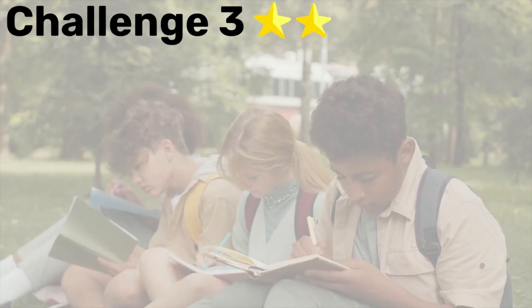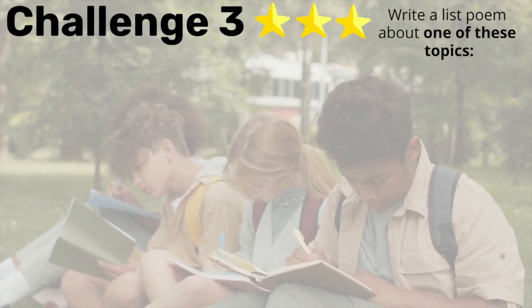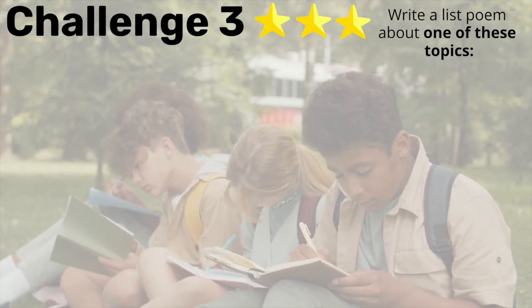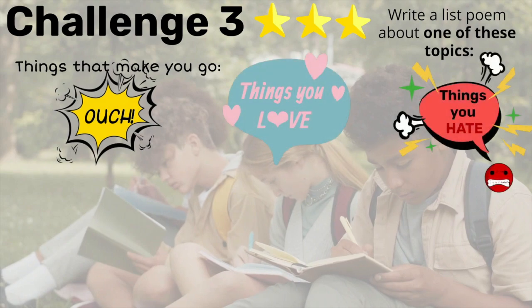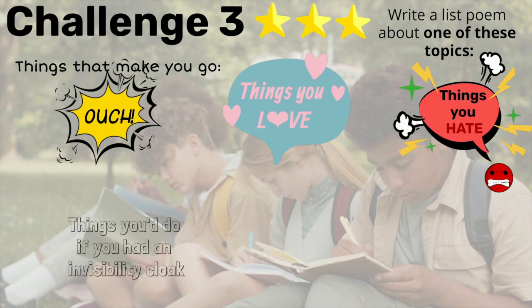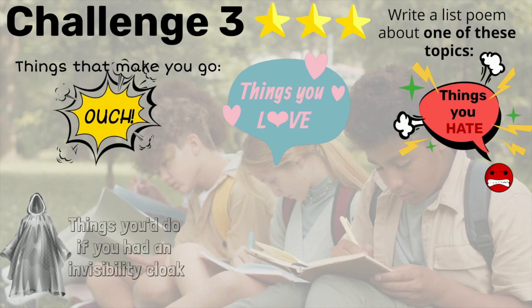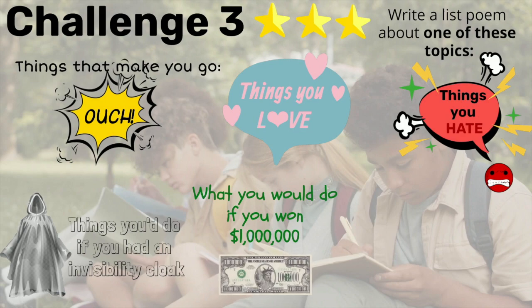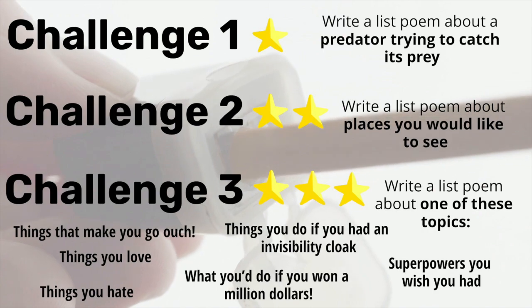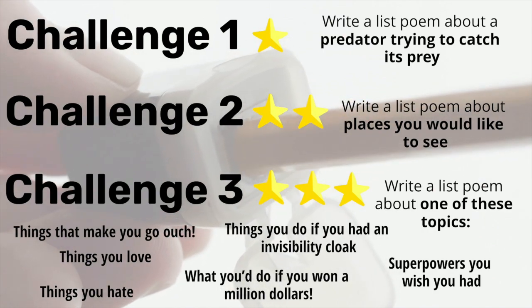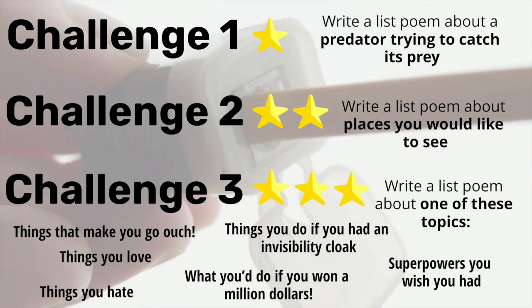Challenge 3. Write a list poem about one of these topics. Things that make you go, ouch! Things you love. Things you hate. Things you would do if you had an invisibility cloak. What you'd do if you won $1 million. And superpowers you wish you had. Sharpen your pencil, pick one of these prompts, and write yourself a list poem. And remember, there are no rules in poetry, so let your creativity shine.